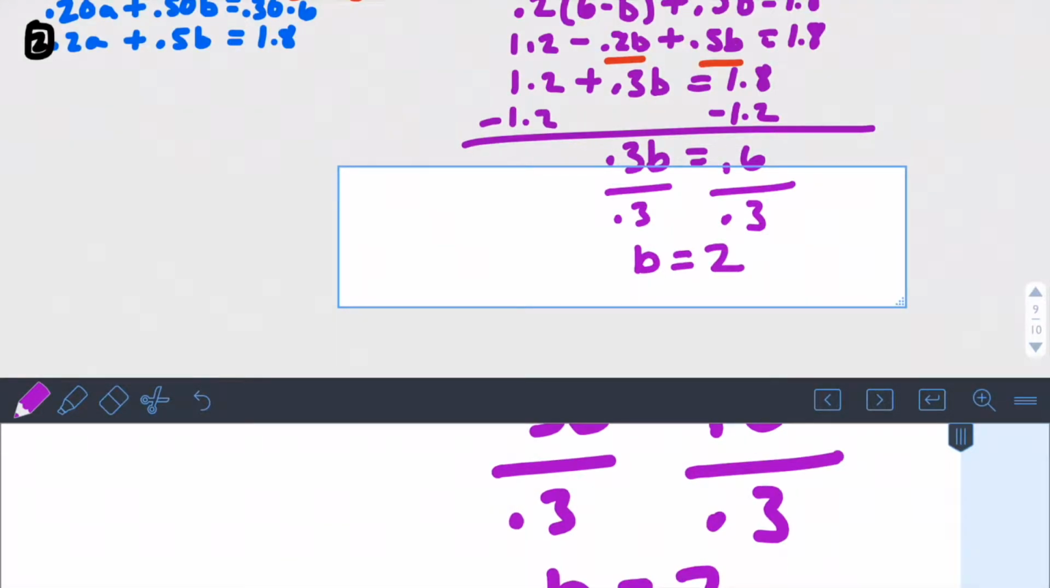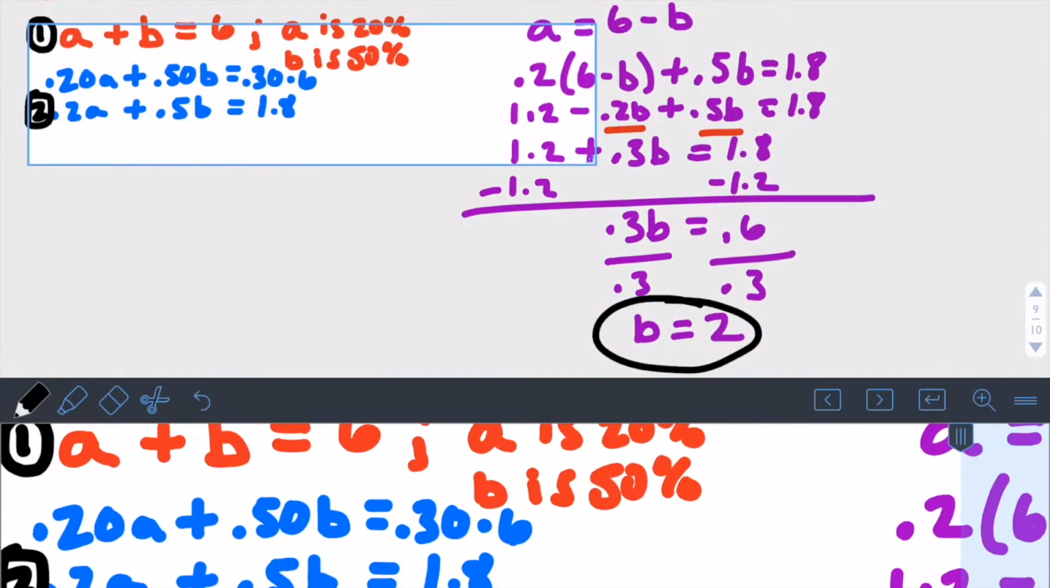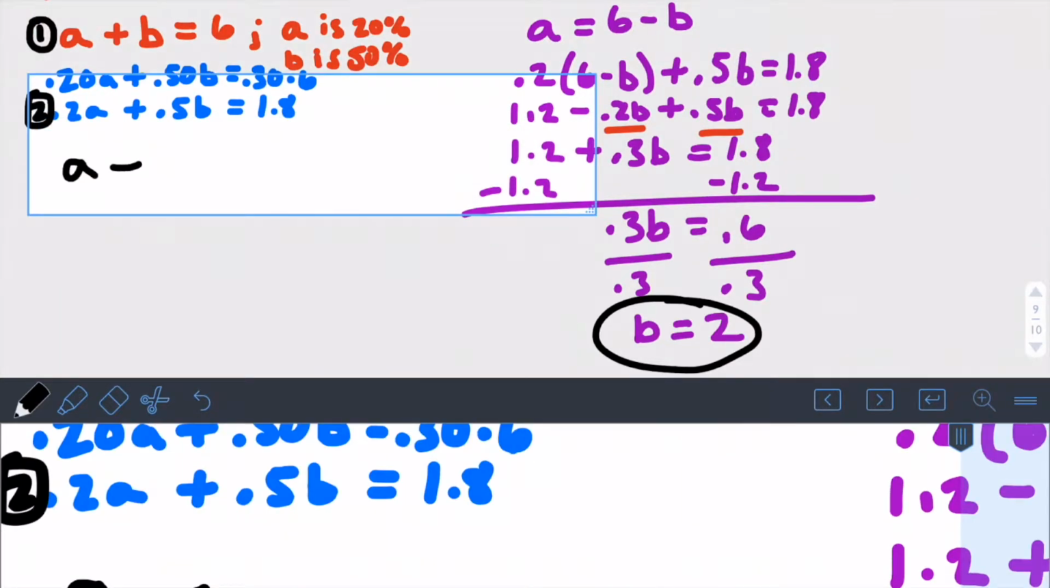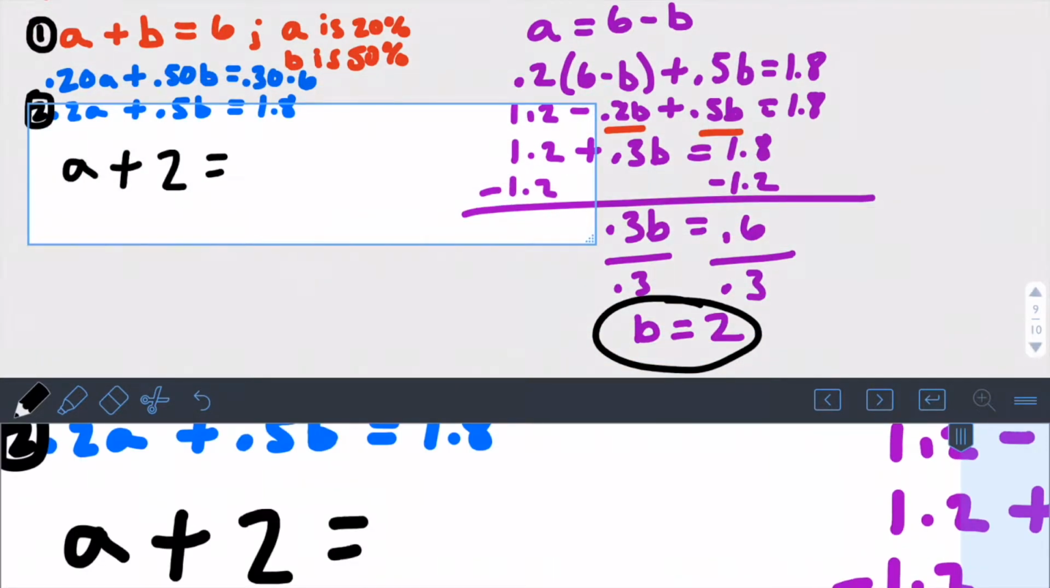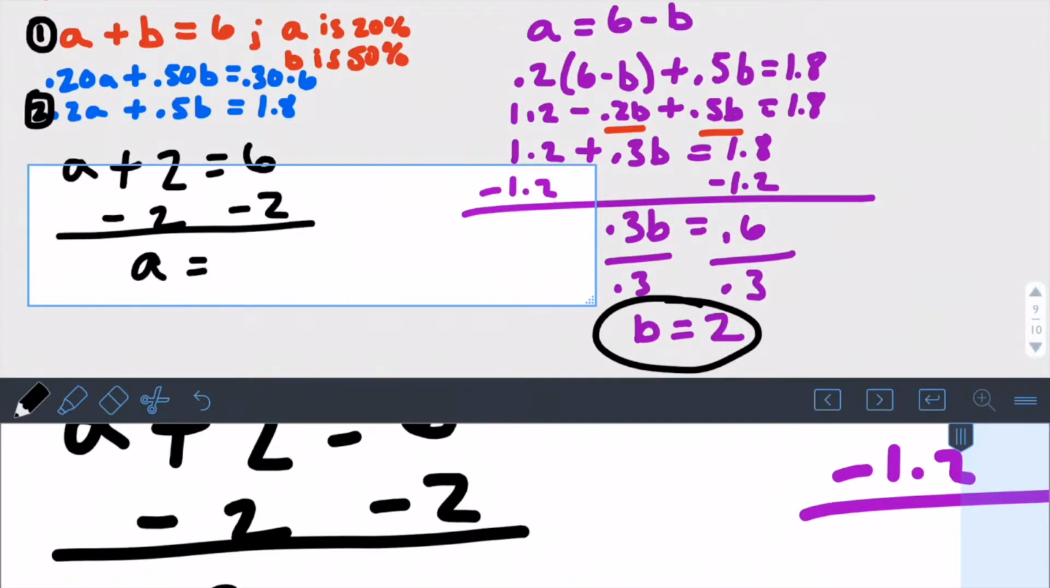So now all we have to do, now that we have b equals 2, is to take that value and plug it back into equation 1, which is a plus b, which we found to be 2, is equal to 6. So we subtract 2 from both sides to find our a, and we get a is equal to 4.